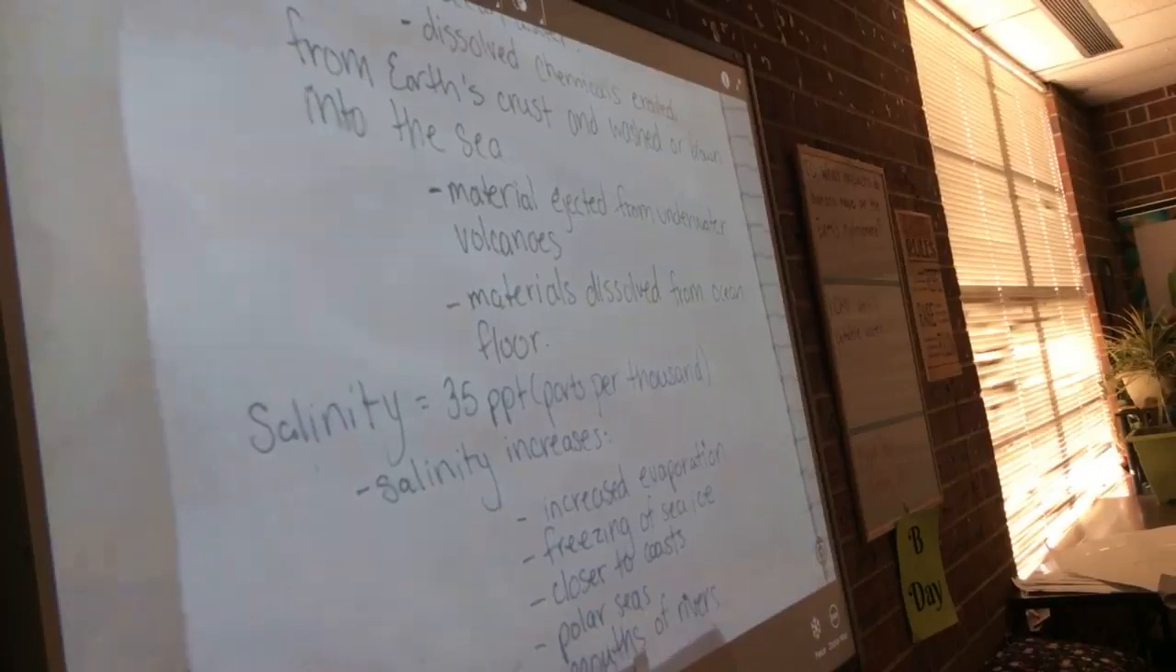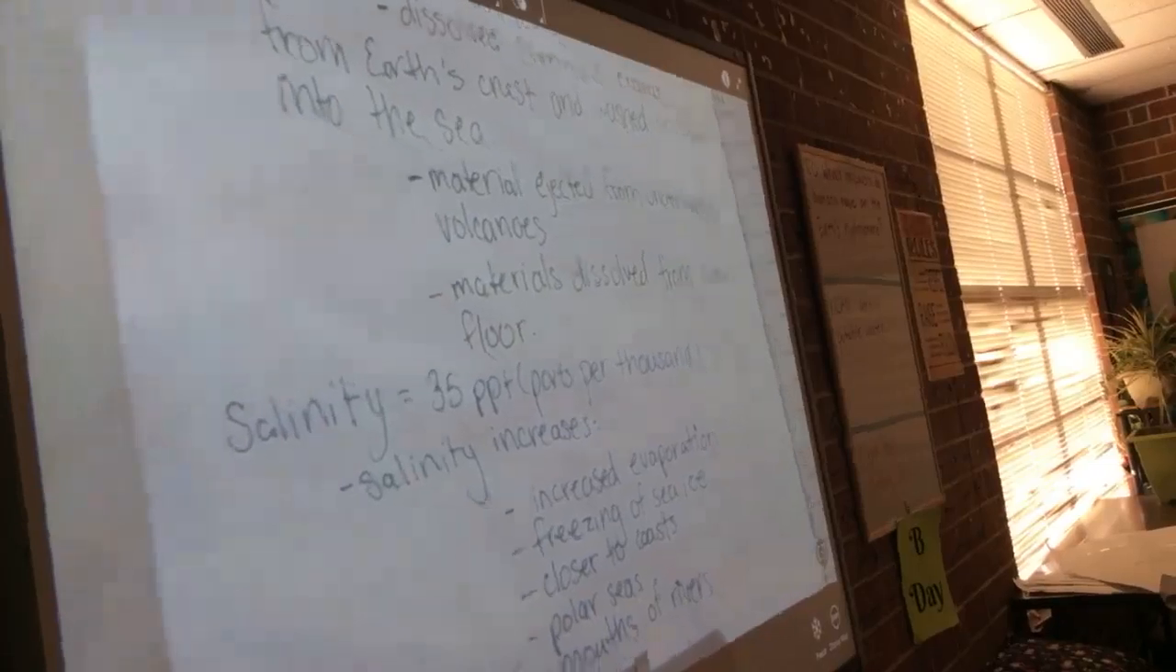Now we talked about how salinity can be different depending on where you're at, depending on which ocean you're at, and even depending on what part of what ocean you're at. Certain things affect the salinity of the water. Your salinity or your salt content increases if you have a lot of evaporation. We talked about that's the way we separate salt from water. You let the water evaporate, you're left with the salt. So if you have a lot of evaporation going on in the ocean, then you have a much higher salt content.